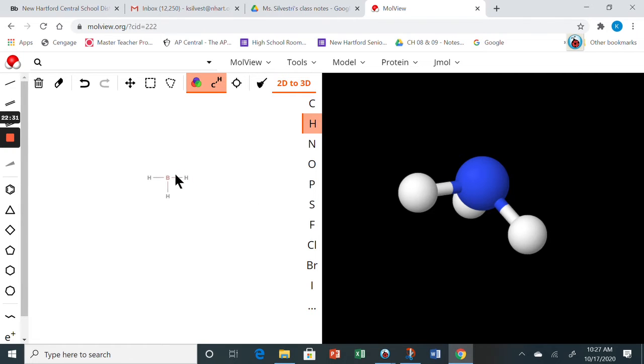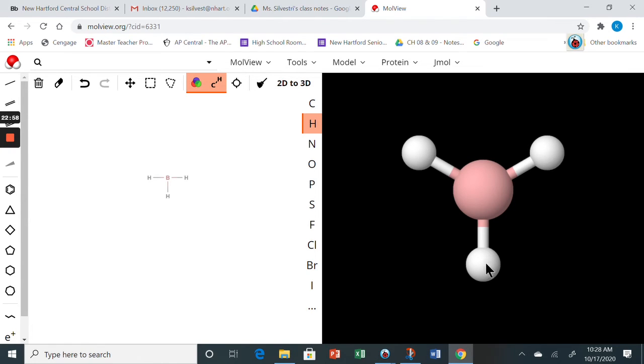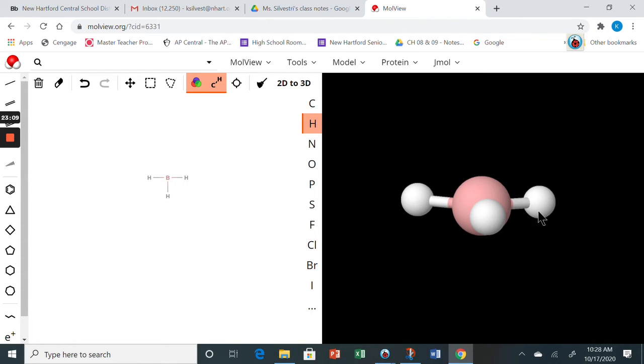Now I'm going to do formal charge on boron. Boron is 3 valence electrons, minus 1, 2, 3. And when we did the Lewis dot, we said there weren't any valence electrons here. 3 bonding, 0 non-bonding. So now I'm going to ask it, because I don't have to change the charge on this. This is going to be a formal charge of 0. I'm going to hit 2D to 3D, and here's boron. Now this is called trigonal planar. Some people call it trigonal. I call it trigonal.